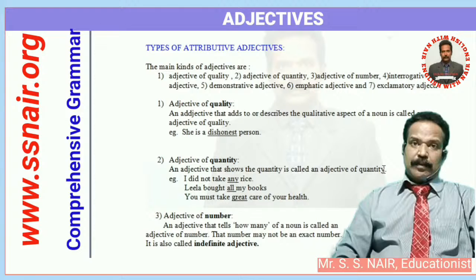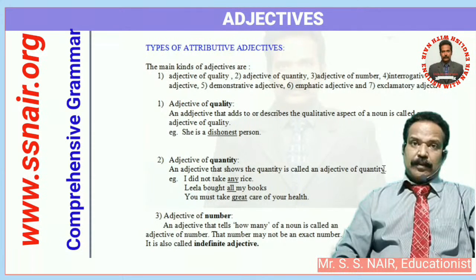Leela bought all my books. All my books. Here "all" stands for quantity. She purchased every book of mine. That is all. It's also an adjective. This is a qualifying book, but it's showing the quantity. So how many? Any is not single and all is complete. So which shows quantity is called adjective of quantity or quantitative adjective.